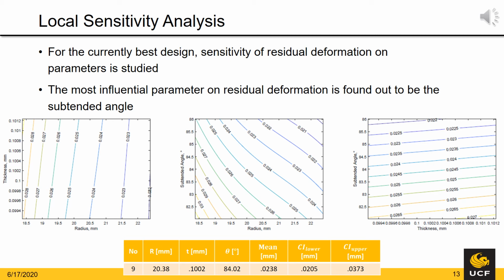It can be seen both in the left and in the right plot that the thickness plays a minor role in affecting the residual deformation, since the isolines in those plots run almost vertically and horizontally respectively. The plot in the center though shows an almost equal influence of subtended angle and radius on the residual deformation, indicated by isolines under 45-degree angles. Since this local sensitivity approach varies with the interval size chosen, a global sensitivity analysis was done on top.